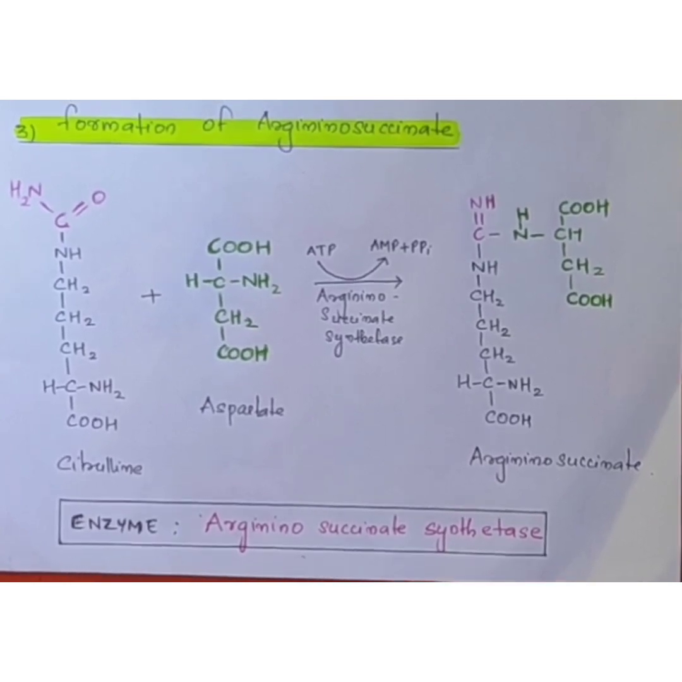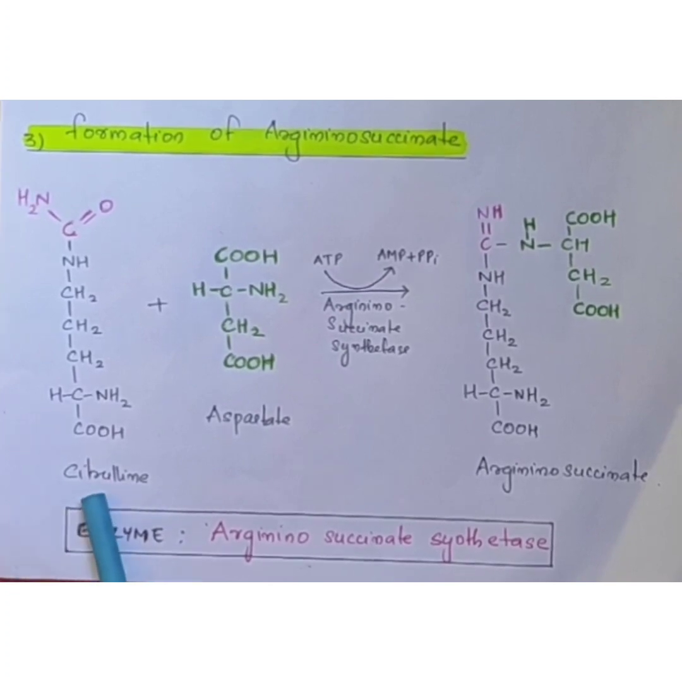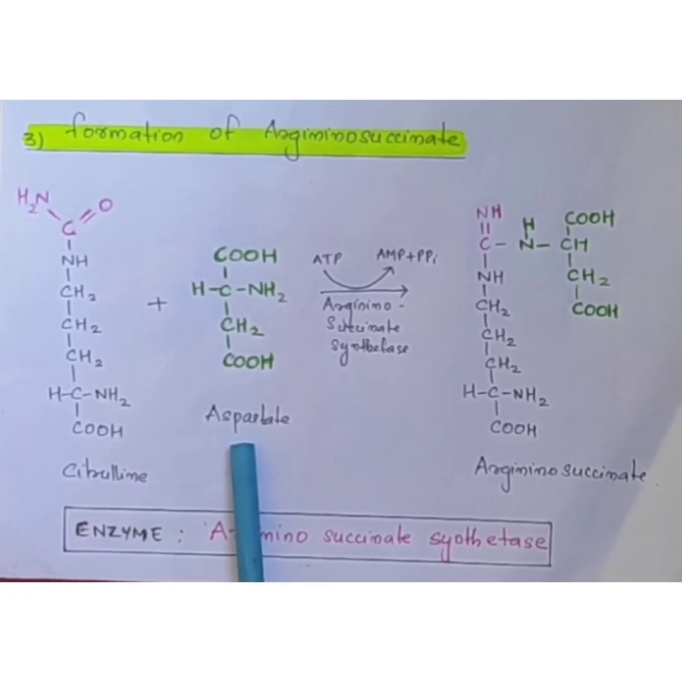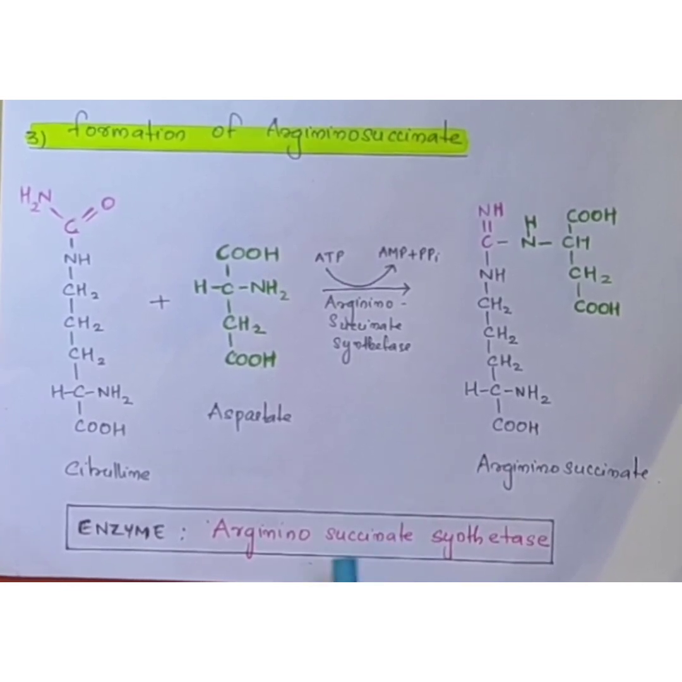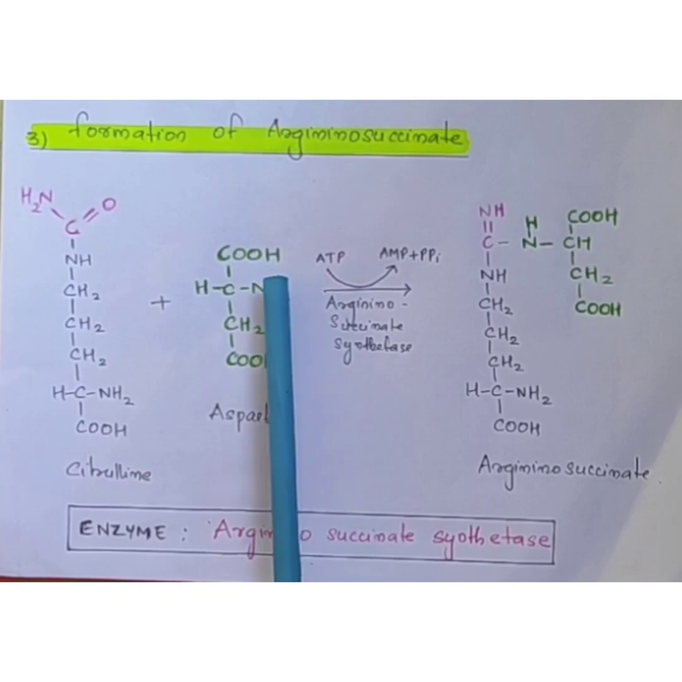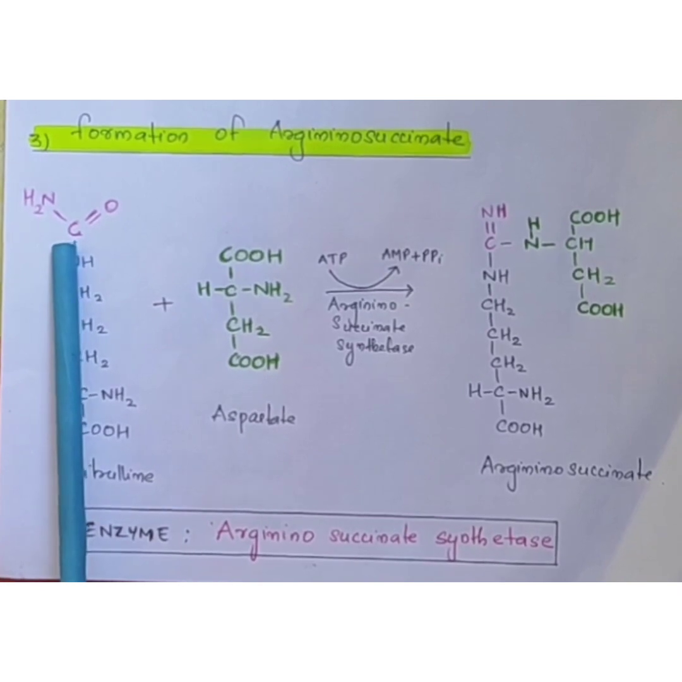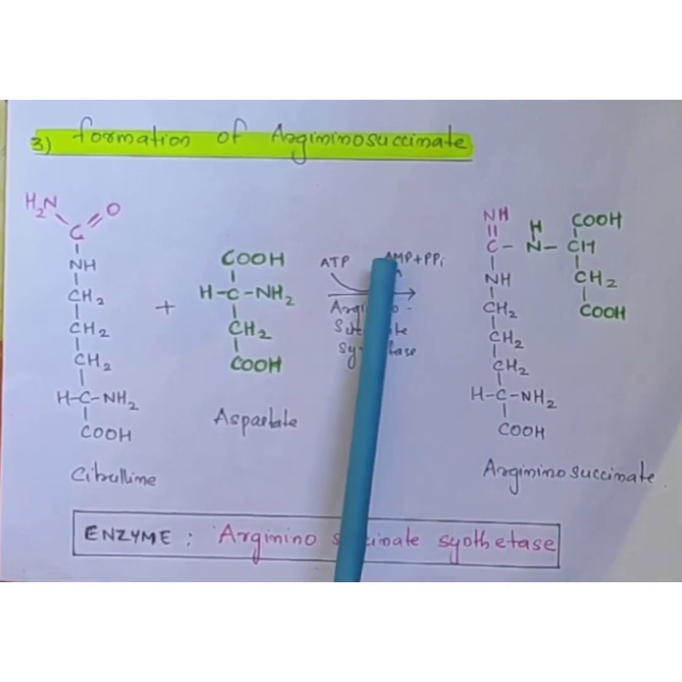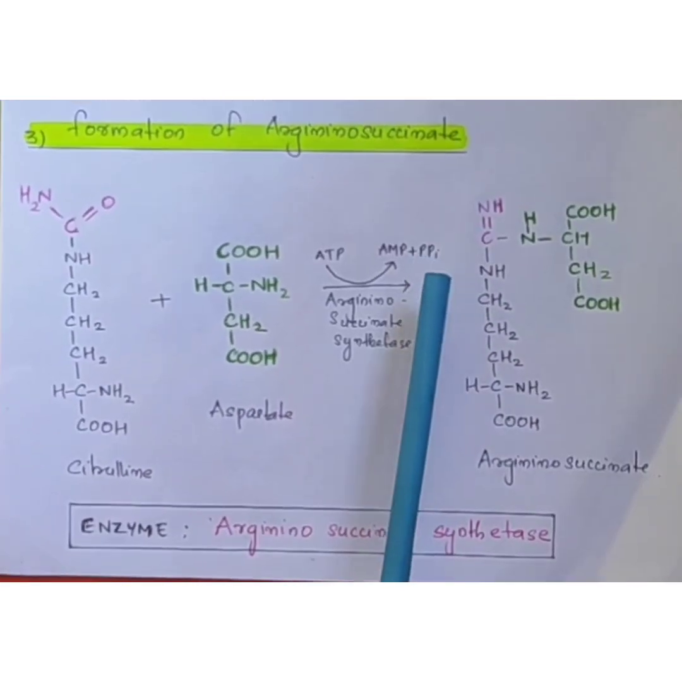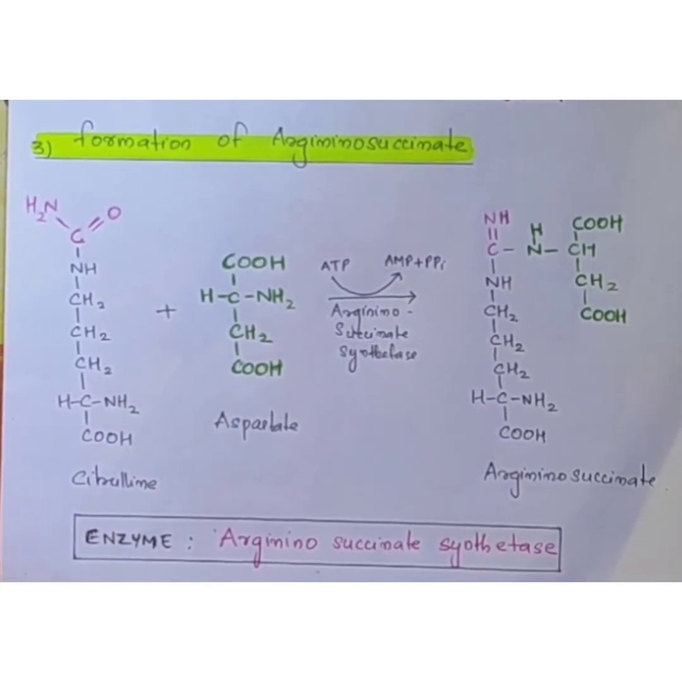So the third reaction is the formation of arginosuccinate. Here, citrulline, which has been transported from mitochondria to cytosol, reacts with aspartate to form arginosuccinate. The enzyme which catalyzes this reaction is arginosuccinate synthetase. Here, the NH2 group or amino group of aspartate reacts with the carbon donated by the carbamoyl phosphate to form arginosuccinate. For this reaction, two high energy bonds of ATP are spent for provision of energy. So this is the third step, which is the formation of arginosuccinate.